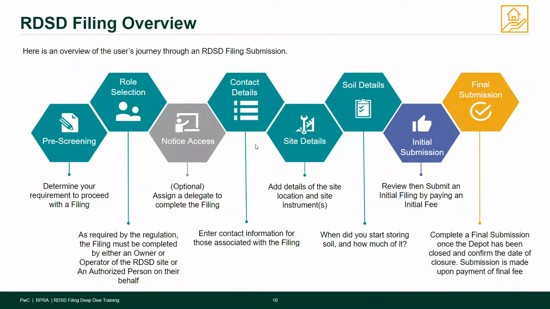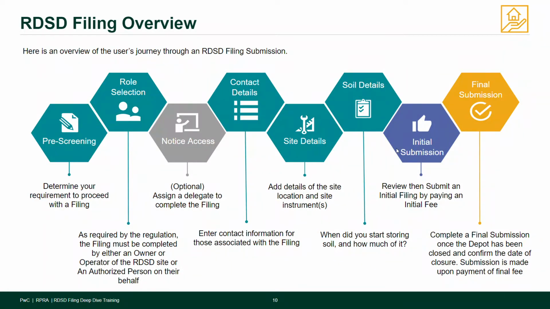We will enter in the contact details for each contact that is required to be listed, details about the site itself, and of course details of the excess soil amounts associated. We can then move on to review all of the data that we have entered so far, and only once we are content with the data that has been entered will we make a submission. The initial submission is made by paying an initial fee if it is applicable, or simply by clicking submit if no fee is required.